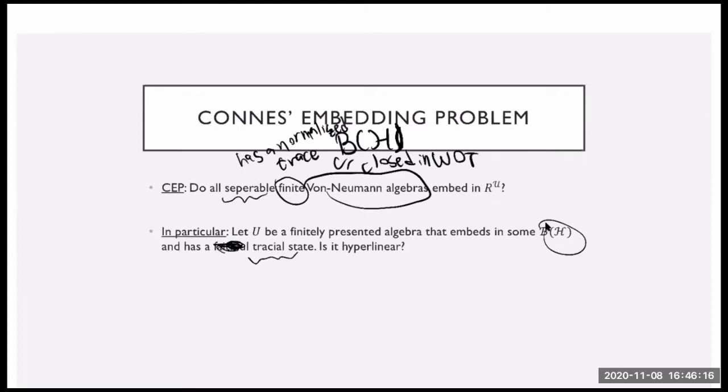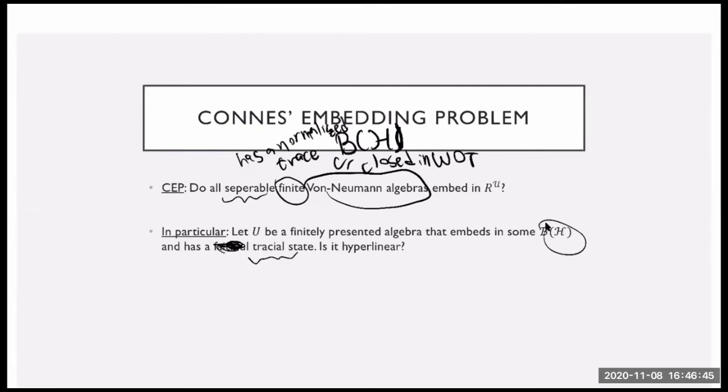If they don't suffice, it refutes Connes' embedding problem. It doesn't prove it if this suffices. Maybe there are finite von Neumann algebras that don't come from finitely presented algebras and are a bit more peculiar, that are not hyperfinite, that are not hyperlinear, so they don't embed in R to the U. But you can use this only to refute Connes' embedding problem, not to prove it.